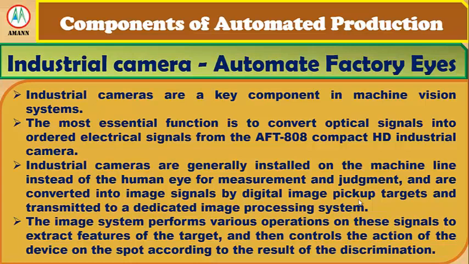Industrial cameras are generally installed on the machine line instead of the human eye for measurement and judgment, and are converted into image signals by digital image pick-up targets and transmitted to a dedicated image processing system. The image system performs various operations on these signals to extract features of the target and then controls the action of the device on the spot according to the result of the discrimination.